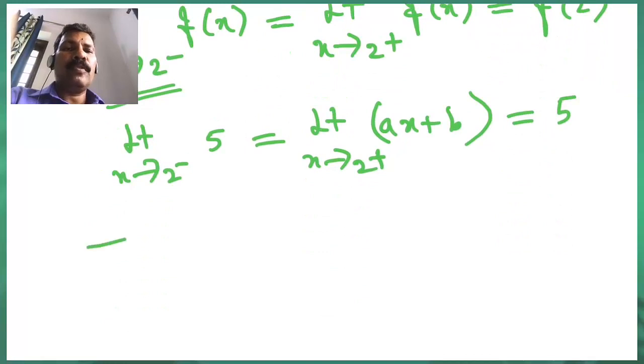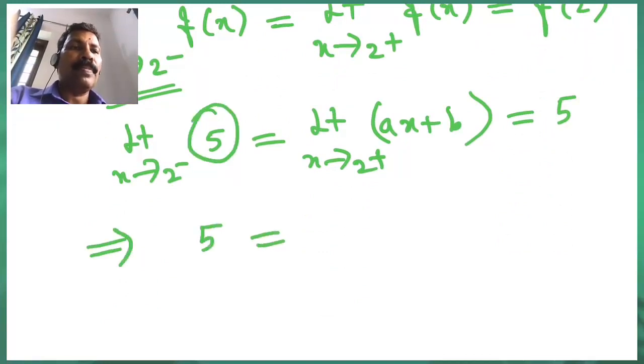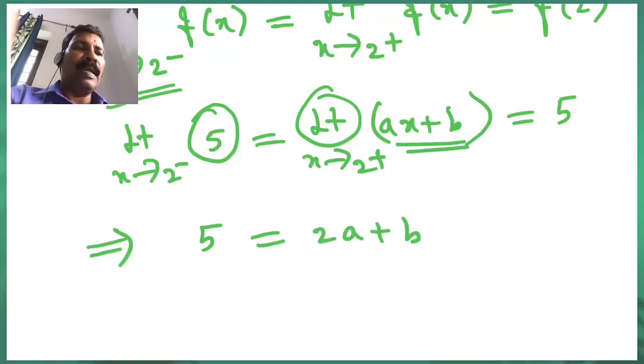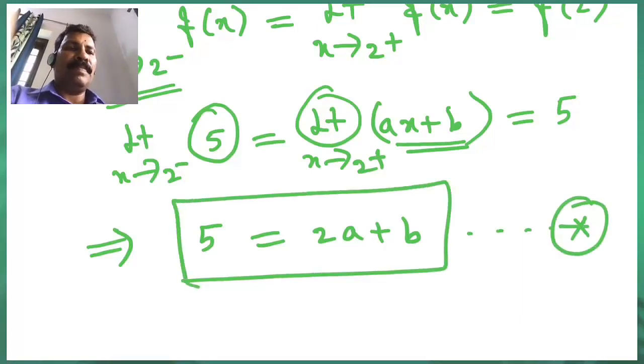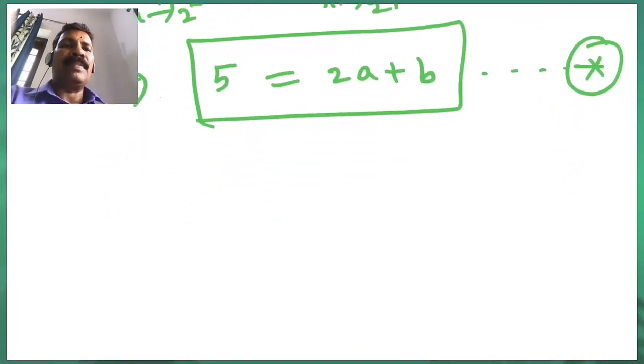The limit of a constant is that constant only, that is 5. And ax plus b is a polynomial. We know a polynomial is continuous, therefore direct substitution will do, that is, the value of the polynomial will be the answer. So that is 2a plus b, and again it is equal to 5. So 5 is equal to 2a plus b.